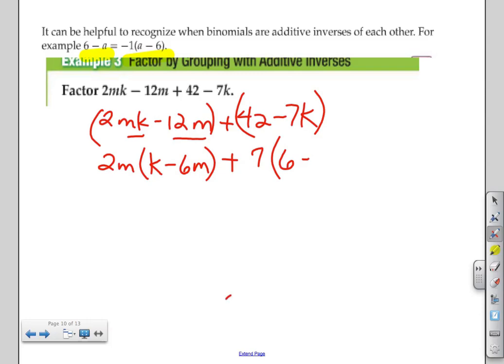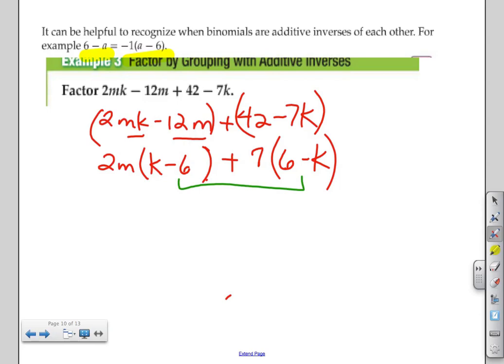Oh, I made a mistake over here, guys. Everybody probably caught that but me. Sorry, when I took that m out of the 12m, it just left me a 6 there. And now let's go over here. So we take out a 7, the 42 leaves us a 6 inside, and it leaves us just a k inside here. So now we have 2m times the quantity k minus 6 plus 7 times the quantity 6 minus k. Here we have an additive inverse. Do you guys see it?